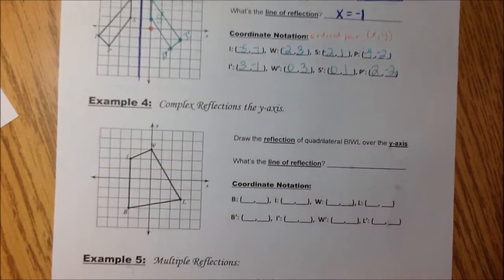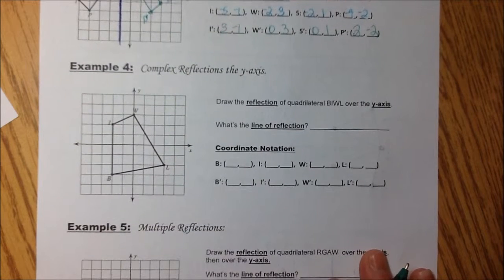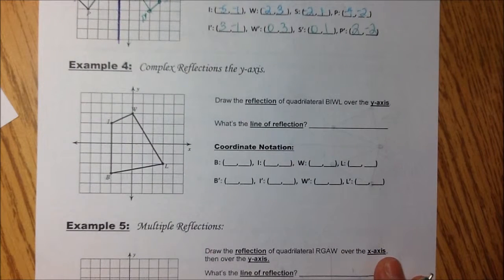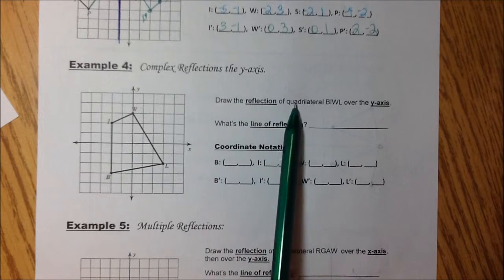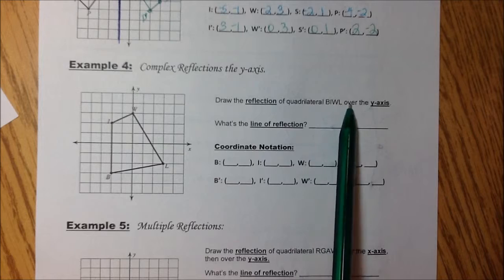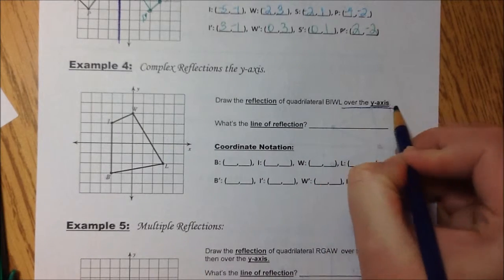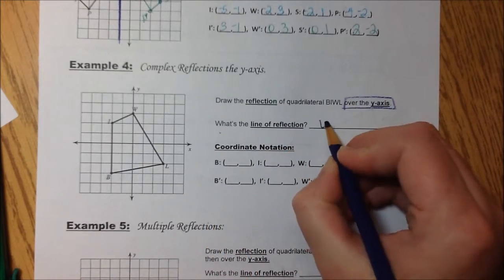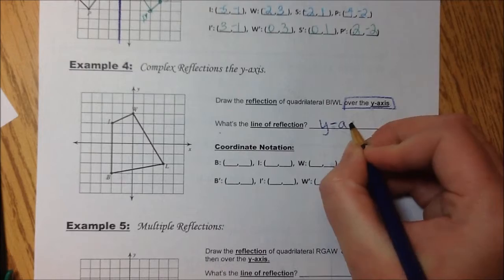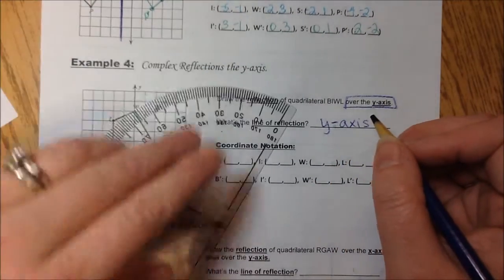Okay. Example 4. Complex reflections on the y-axis. Draw the reflection of the quadrilateral BIWL over the y-axis. So purple over the y-axis. So what's our line of reflection? The y-axis. So I'm going to again go ahead, label my y-axis.